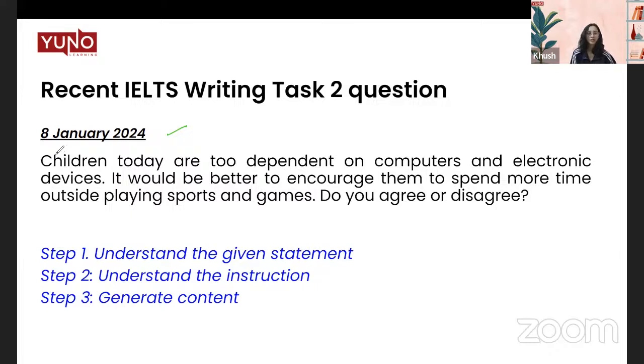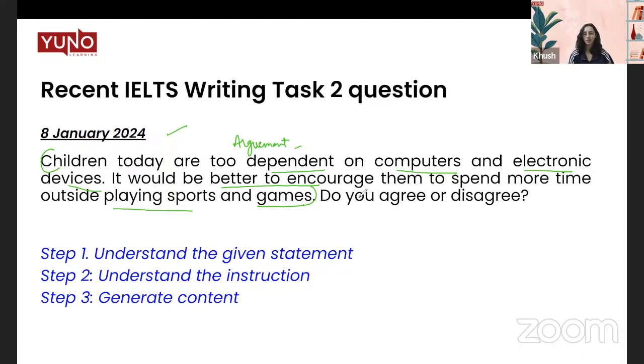So the question that was discussed is: children today are too dependent on computers and electronic devices. It would be better to encourage them to spend more time outside playing sports and games. So this is your argument. This is what I call the argument, or just the statement, right? The argument here is a very simple, relatable topic that you've seen in everyday life, that children today are more dependent on computers, playing video games, and we should encourage them to go ahead and play outdoor sports like badminton and so on.